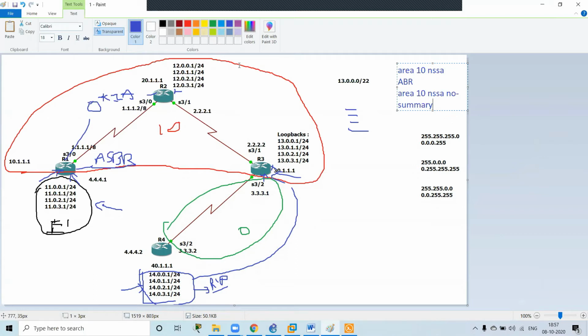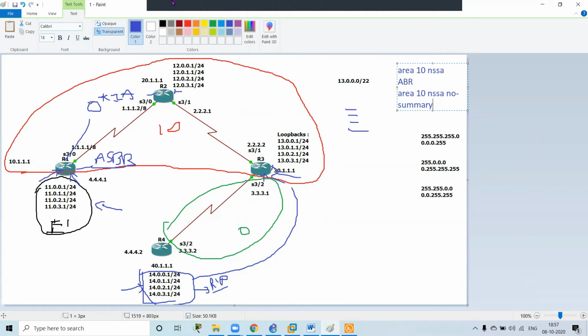I got it now. Thank you. Any questions? Sorry, this command, area 10 NSSA no summary, we have to run on R1 and R3 both, right? Because both are ABR.